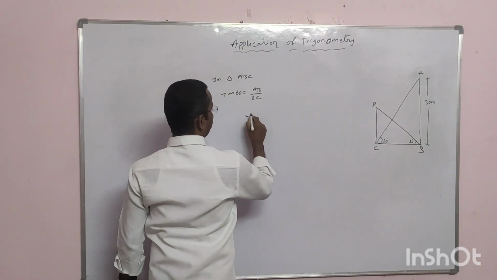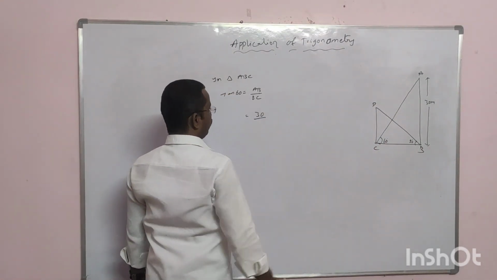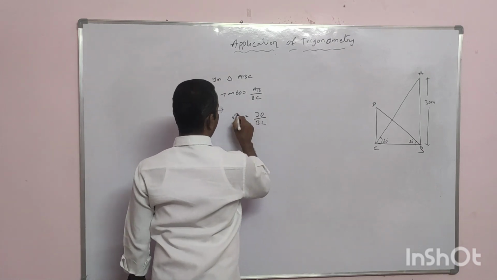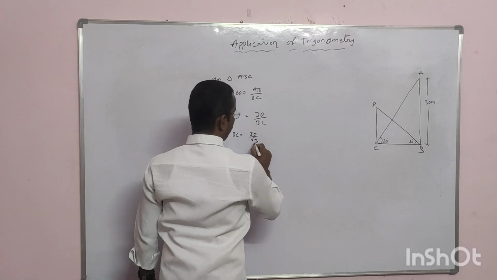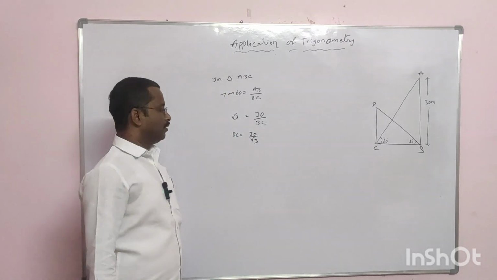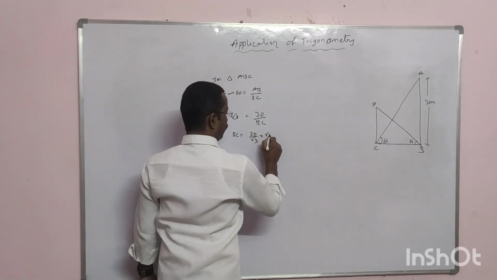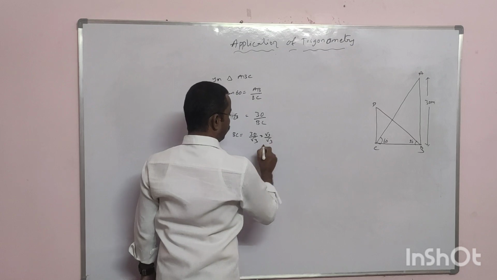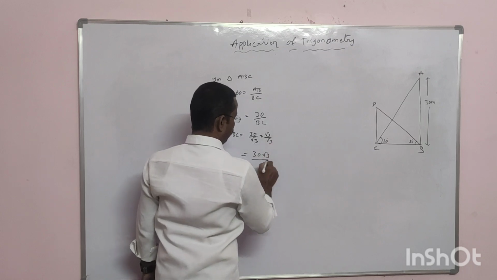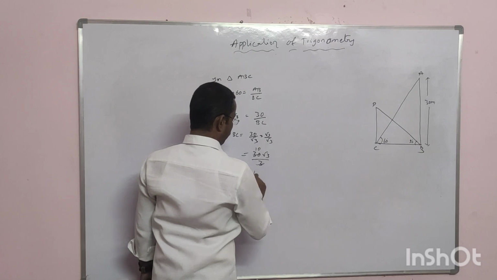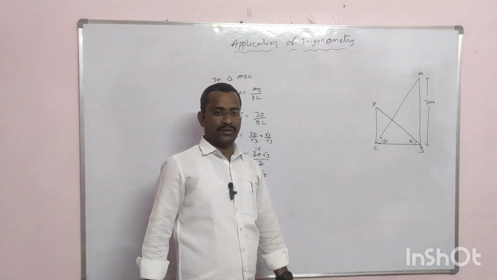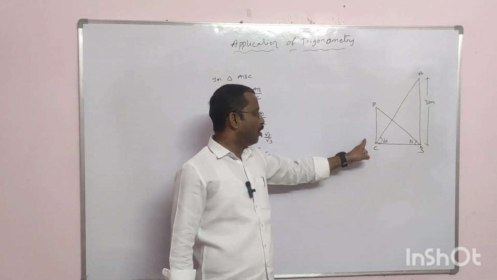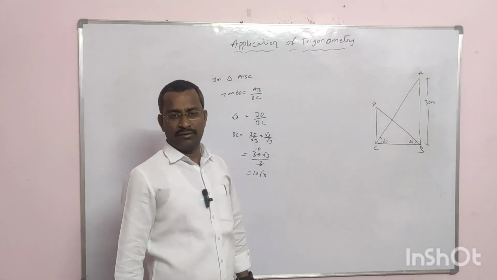What is your AB? 30. What is your BC? It remains the same. Tan 60 is how much? √3. Then BC is equal to 30 by √3. You can rationalize it: 30√3 by 3, which gives 10√3. That is BC. But we don't want BC, we want DC, because that is the height of the building.